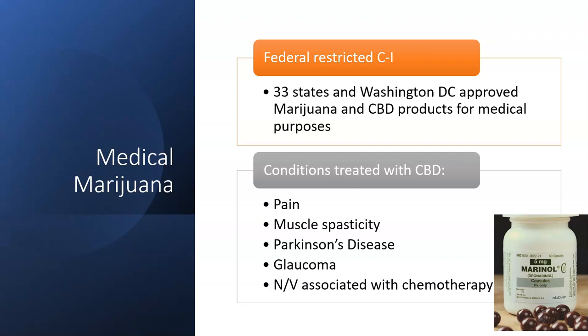So here is an image of Marinol, which is dronabinol. This drug is actually a derivative of the CBD. So it's a synthetic version, and we actually use this for nausea and vomiting associated with chemo, but also to stimulate appetite. So if somebody's got cancer or they have HIV or something like that and they have no appetite, they could also use this drug.